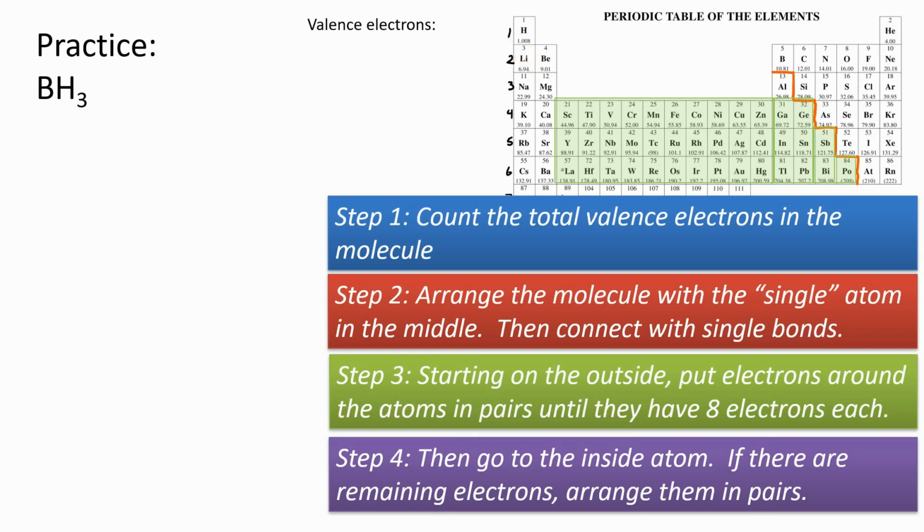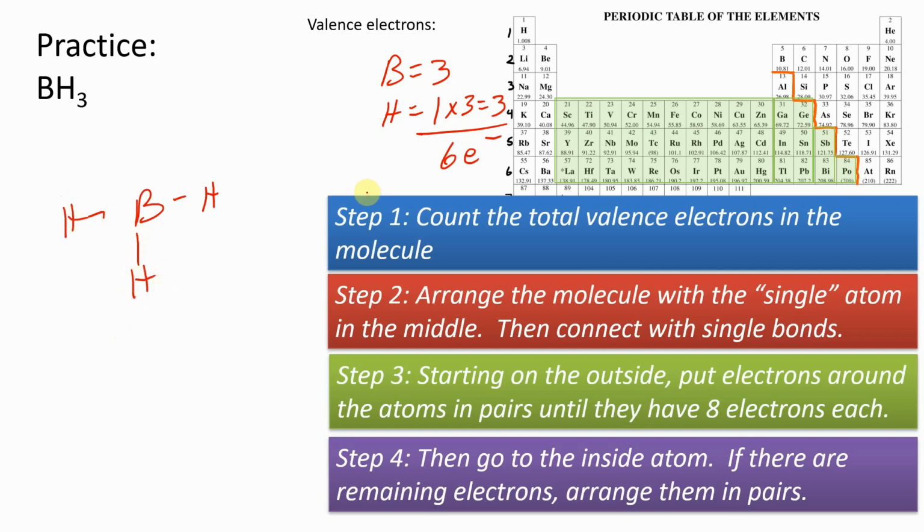Add up the valence electrons, type it in here. Boron contributes 3. Each hydrogen contributes 1, but there are 3 hydrogens, so that's 3. 3 plus 3 is 6 electrons. That is not a lot of electrons. All right, draw the Lewis structure and describe to me what it looks like. Boron goes in the middle. We're going to put our hydrogens around it.